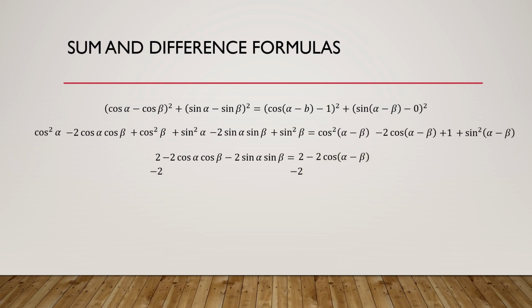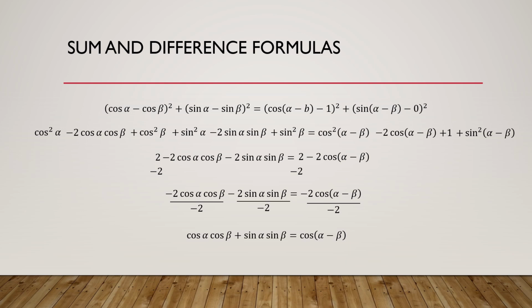Next, subtract the 2 from both sides, leaving negative 2 cosine alpha cosine beta minus 2 sine alpha sine beta equals negative 2 cosine of alpha minus beta. Divide all terms by negative 2 to get our final identity: cosine alpha cosine beta plus sine alpha sine beta equals cosine of alpha minus beta.